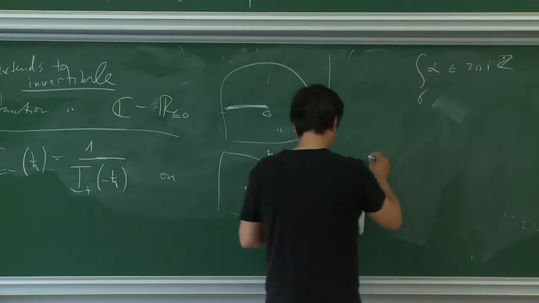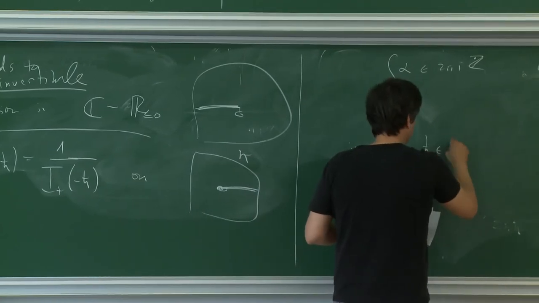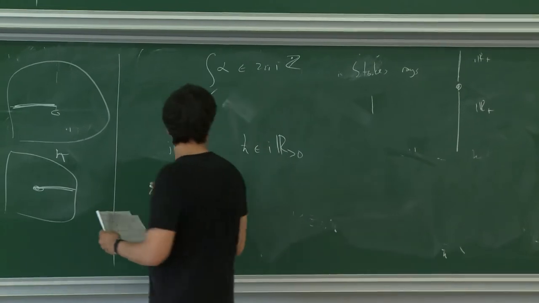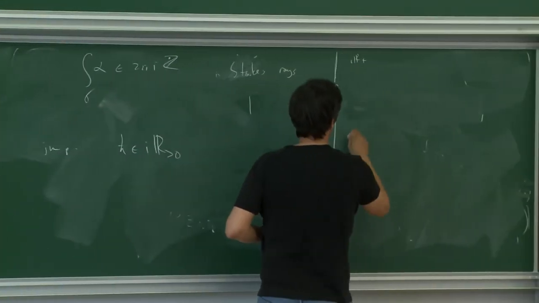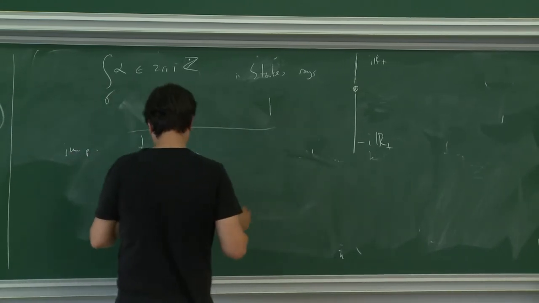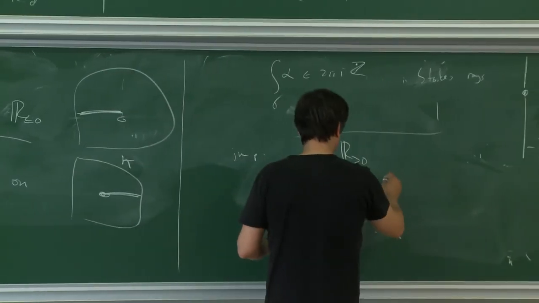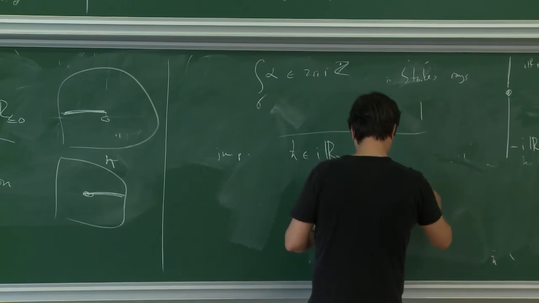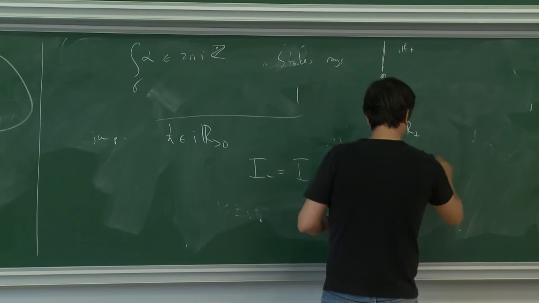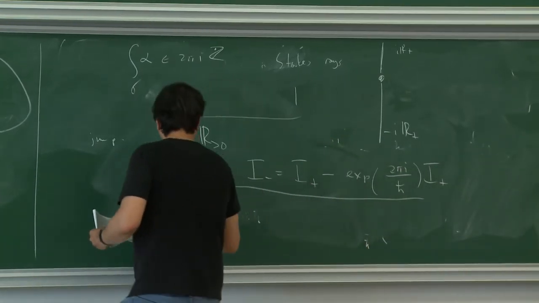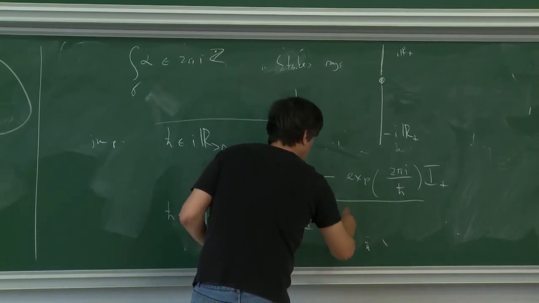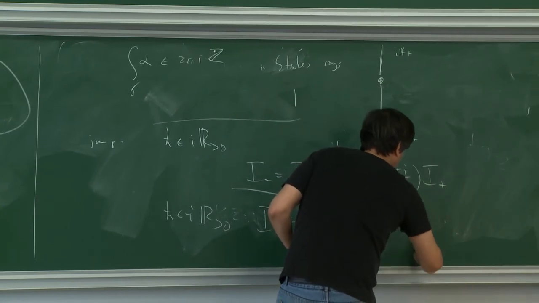And if we consider the jump, if h bar belongs to i times R plus, then you have one function from the left-hand side and another from the right-hand side, and they differ in the following way. Something like E minus is equal to E plus minus exponent of 2 pi i over h bar times E plus. And if h bar belongs to the negative part of the imaginary axis, then E minus is equal to E plus minus exponent of minus 2 pi i over h bar times E plus.